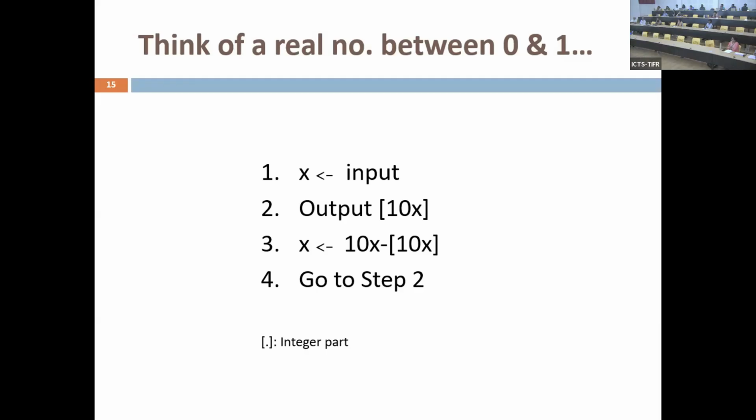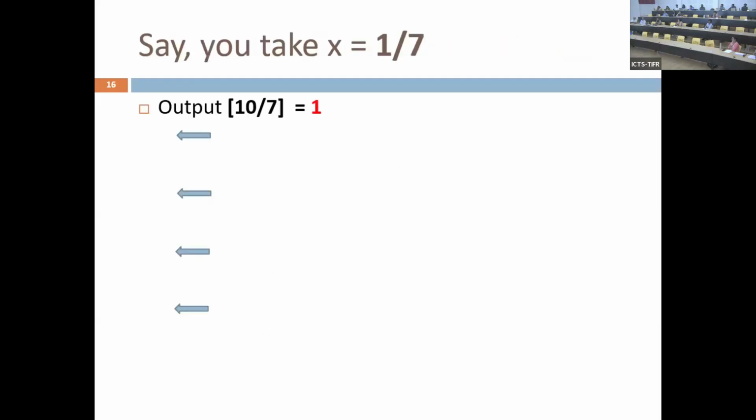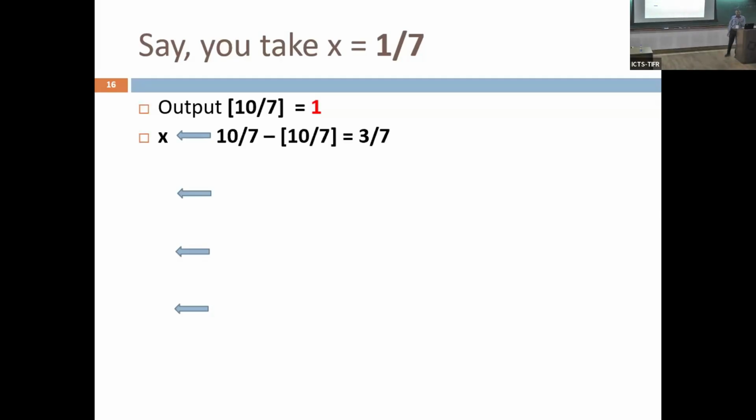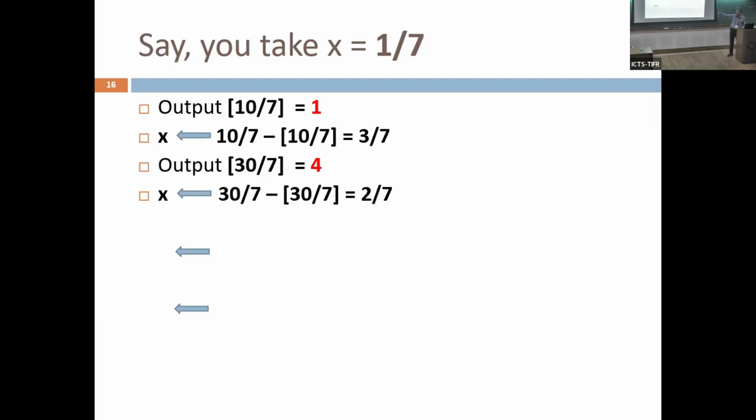So for example, let's say that I start with 1 by 7. I multiply by 10. I get 10 by 7. I take the integer part of it. That's 1, in red here. Now I replace my original 1 by 7 with 10 by 7 minus 1. That will be 3 by 7, right? Then I do the same thing. I take 3 by 7, multiply by 10, I get 30 by 7. I take the integer part of that, I get 4. Now subtract 4 from 30 by 7, I get 2 by 7.